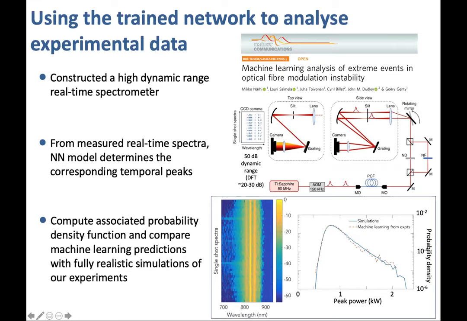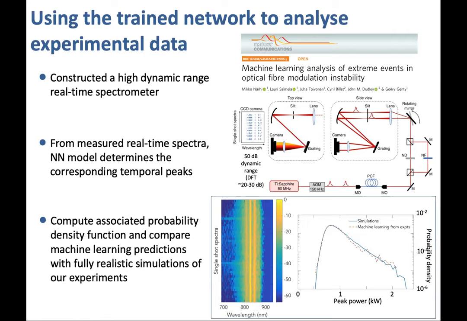And the reason was that the typical dynamic range of a dispersive Fourier transform is about 20 to 30 dB, and it's limited by the ADC converter of the oscilloscope. So rather, what we did here is construct a real-time spectrometer, which allows us to get a dynamic range over 50 dB. That means we can measure single-shot spectra with a dynamic range in excess of 5 orders of magnitude between the mean and the maximum.